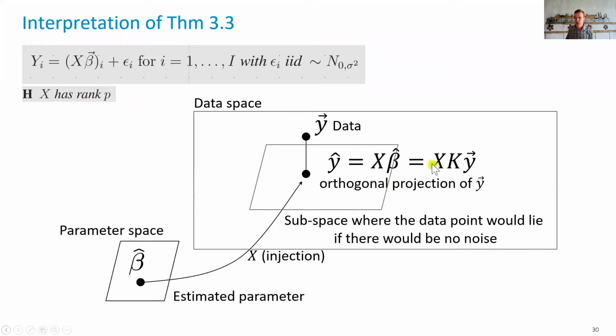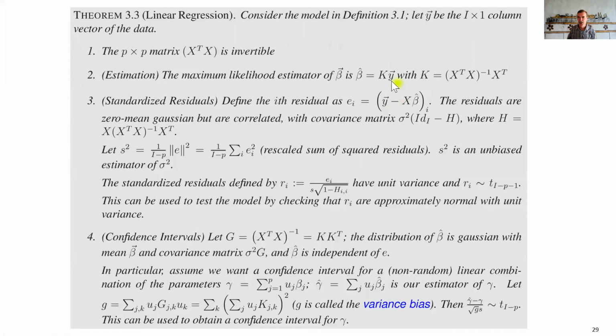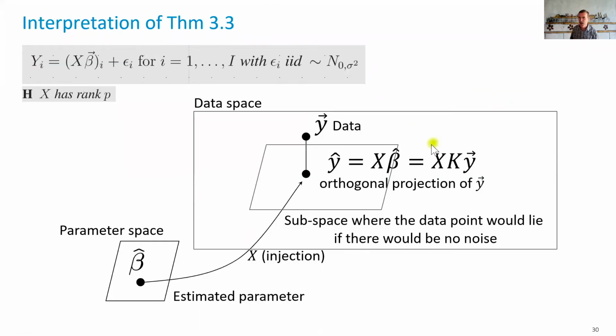This is given by this formula, XK, where K is the matrix given in the theorem here. So we compute those matrices here, given by this quantity here. K is this matrix, where X is the design matrix. If X is full rank, we know that X transpose X must be invertible. That's one of the things that you can see as part of the theorem. Therefore, this is invertible. And this K matrix times X is sometimes what is called the hat matrix. This is the thing that transforms the data into the Y hat.